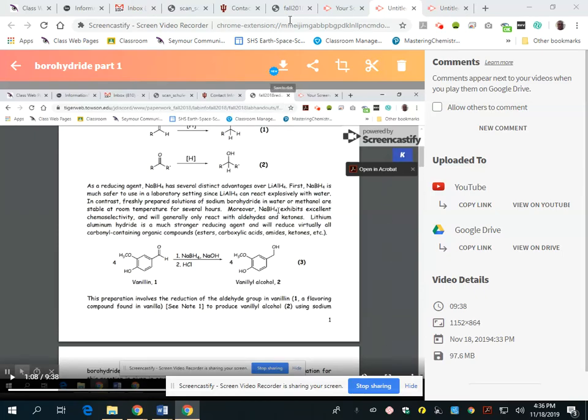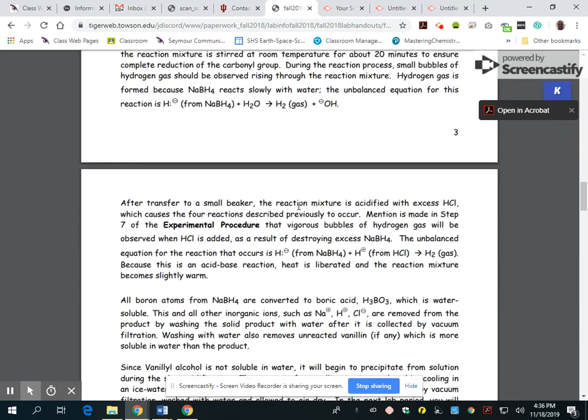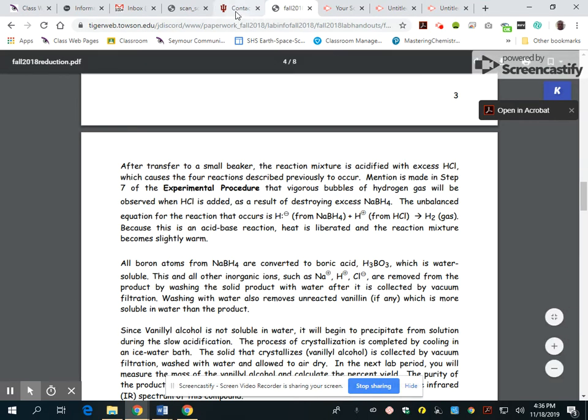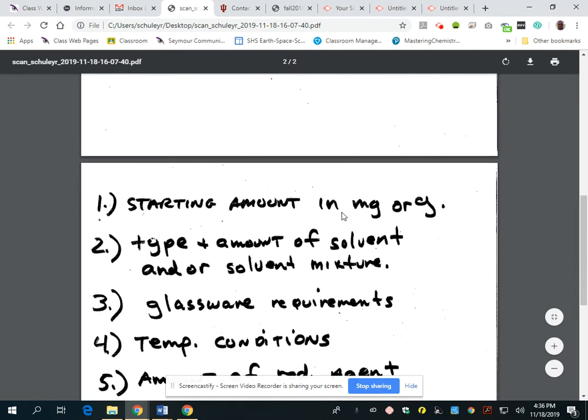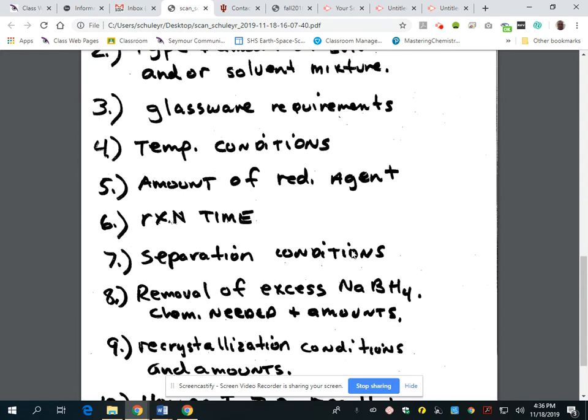Okay, so we're going to look at part two now. The requirements that I need from you in writing up your procedure would be that I need your starting amount of your materials in milligrams or grams. I need your type and your amount of solvent and/or your solvent mixture if you're going to have one or more solvents. I'm going to need your glassware requirements, your temperature conditions, the amount of reducing agent that you're going to use, that's the sodium borohydride.